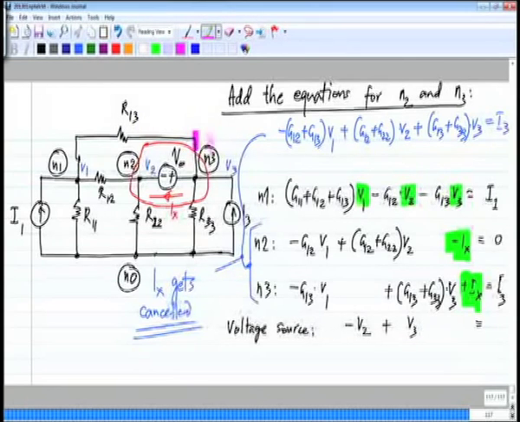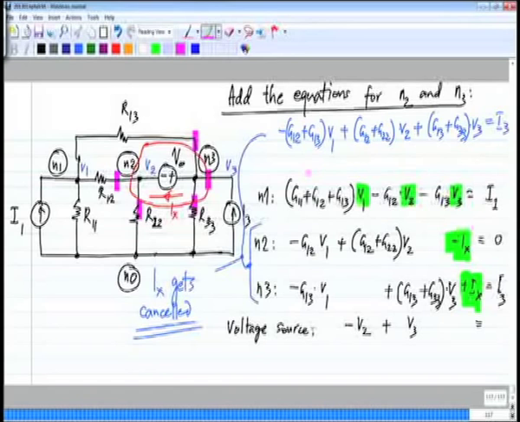For instance, we add the current flowing out of the super node, the current here and the current there and the current there. So we write it as the total current flowing out of the super node to be equal to the total amount of independent current source currents being pumped into that node. Now you can see that the current in the voltage source is not flowing out of or into the super node. It is not cutting the super node, so it disappears from the picture. Now this is a technique to reduce the number of equations and not have this auxiliary variable.